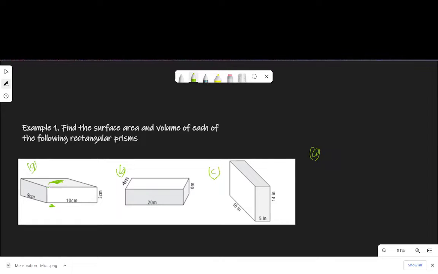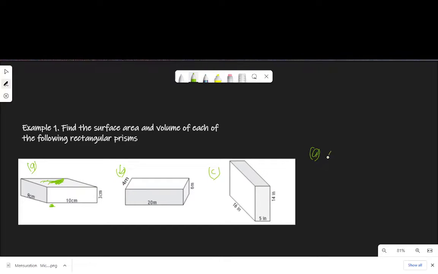The length of this cuboid is 10 centimeters indicated here. The width is 9 centimeters. So area of top and bottom will be length, which is 10 centimeters, multiplied by the width, which is 9 centimeters. So the two of them will multiply by 2. Since I have the same shape at the top, I have the same shape at the bottom, even though it's not showing it clearly here.